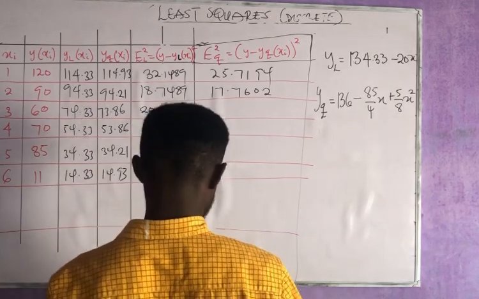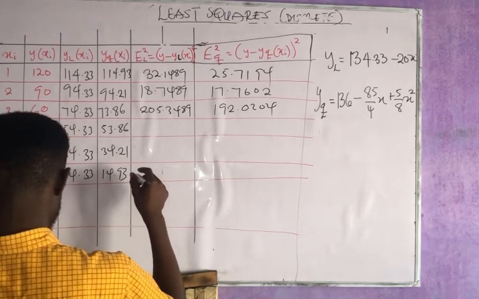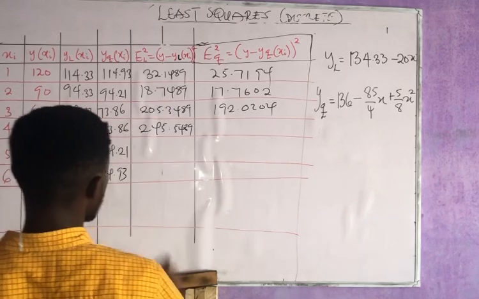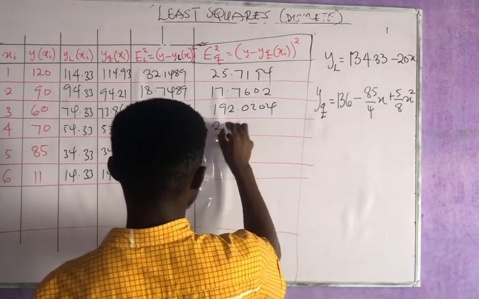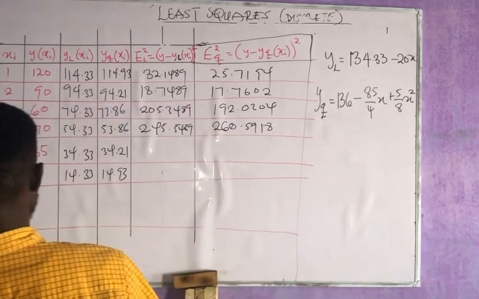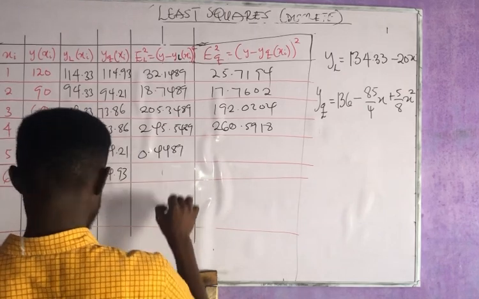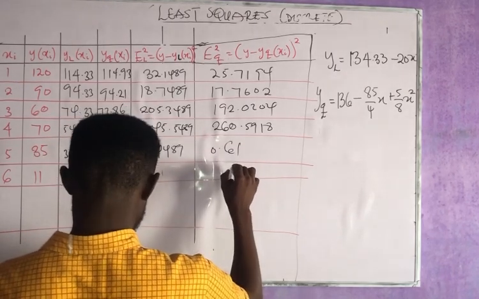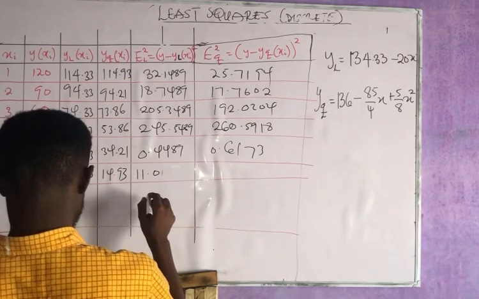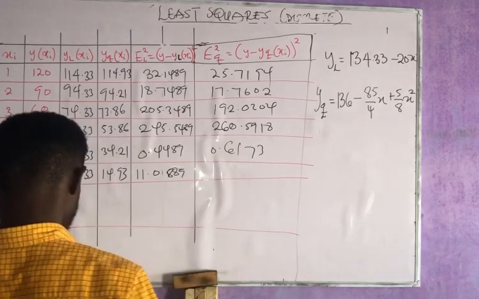Then we also have 192.0204. Then the next one we have 245.5489. Then 260.5918. Then the next one we got 0.4489, then 0.6173. Then the last and final one we have 11.0889, and then 15.4337.